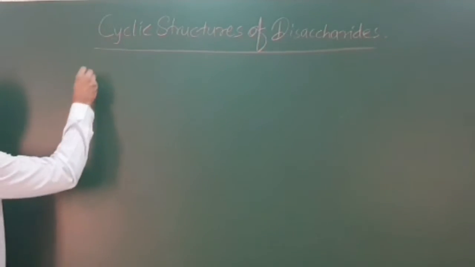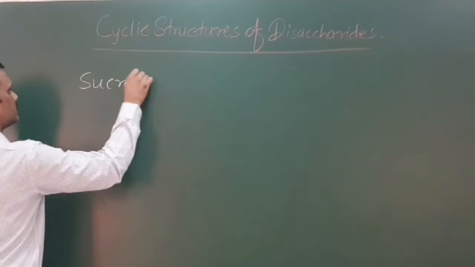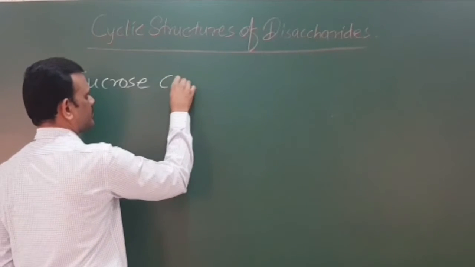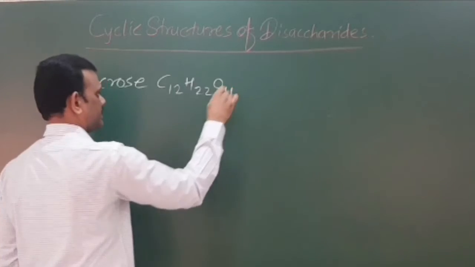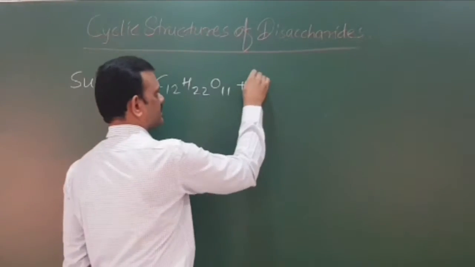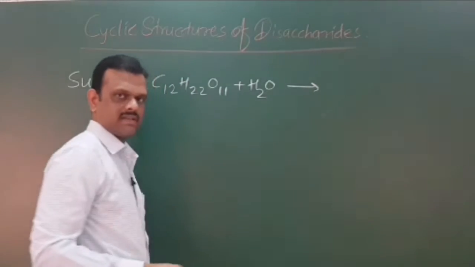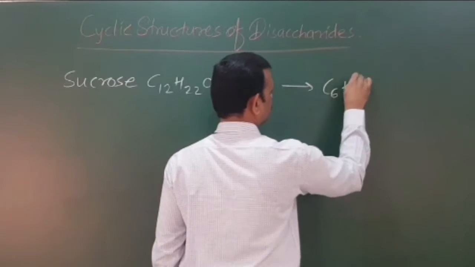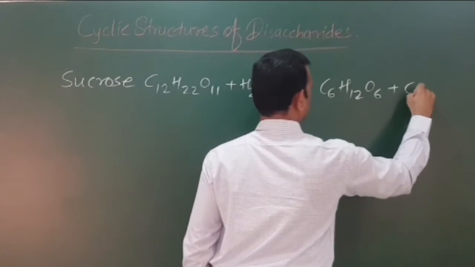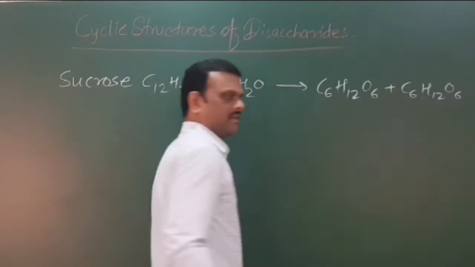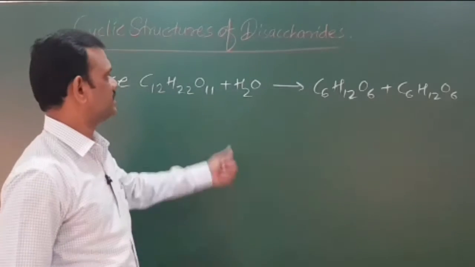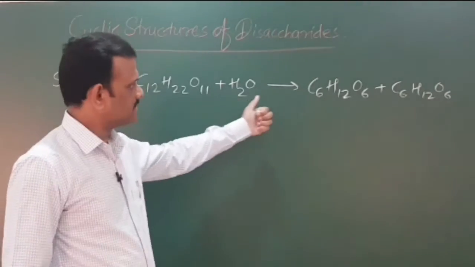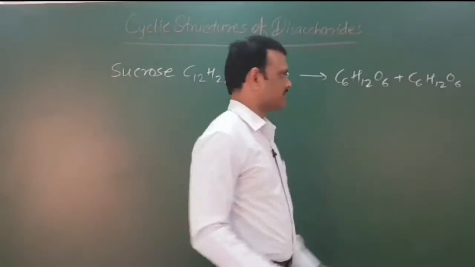Now first one is sucrose. Its molecular formula is C12H22O11. This on hydrolysis produces one molecule of glucose and another molecule of fructose. During method of preparation of glucose, we have already studied this reaction. This one is a cane sugar. It on hydrolysis produces first glucose, another one is fructose.